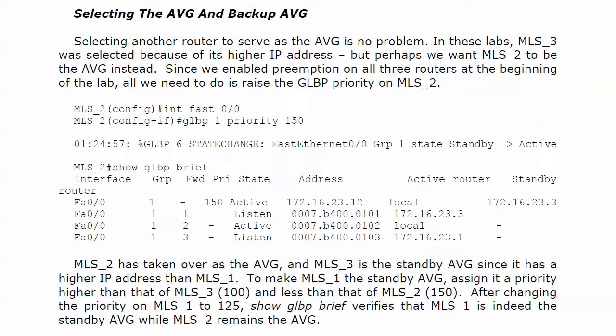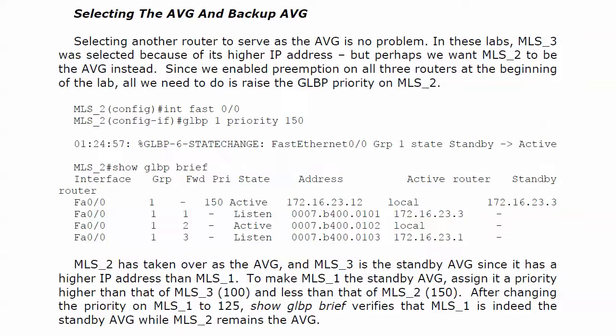Not the most scientific way to do it. Maybe we don't like the switch that's been selected as the root, so we learned a couple of different ways to change that. Here, all three routers had the default priority of 100 on the interfaces running GLBP. So router 3 was selected because of its higher IP address, and I have MLS 3 and 2, but I will say router on occasion as well. Maybe we want MLS 2 to be the AVG instead.